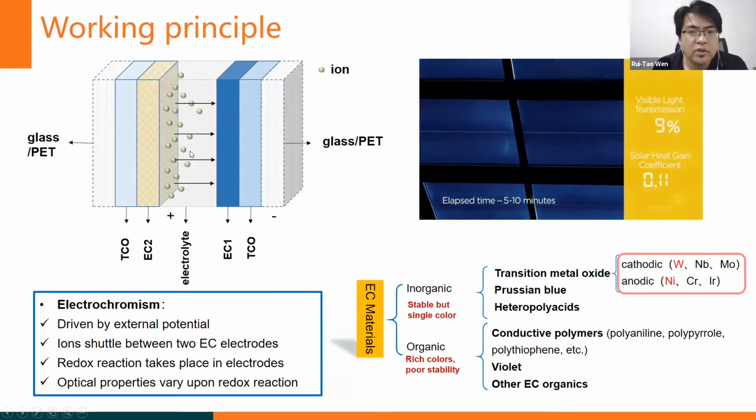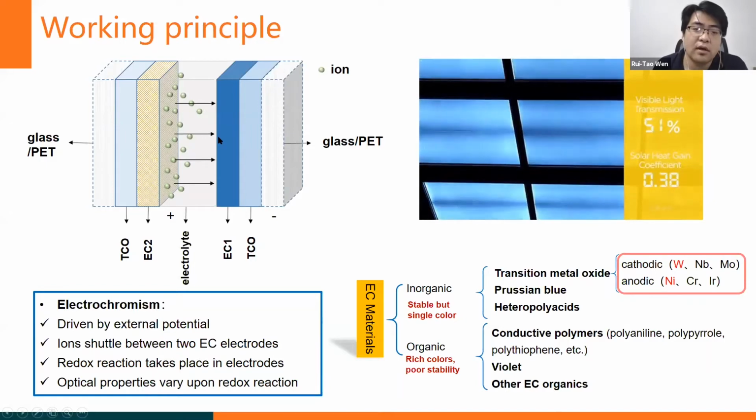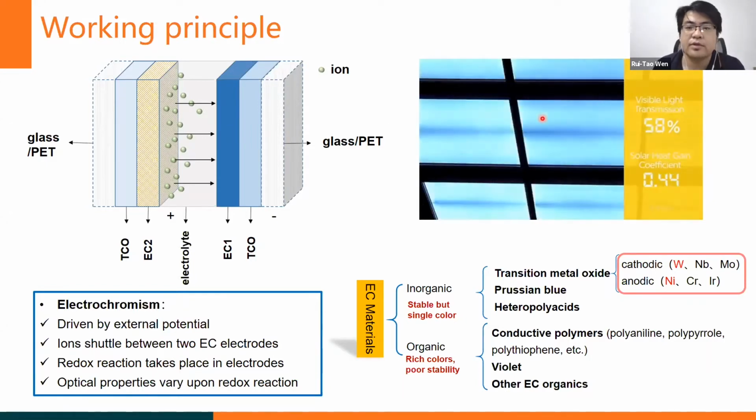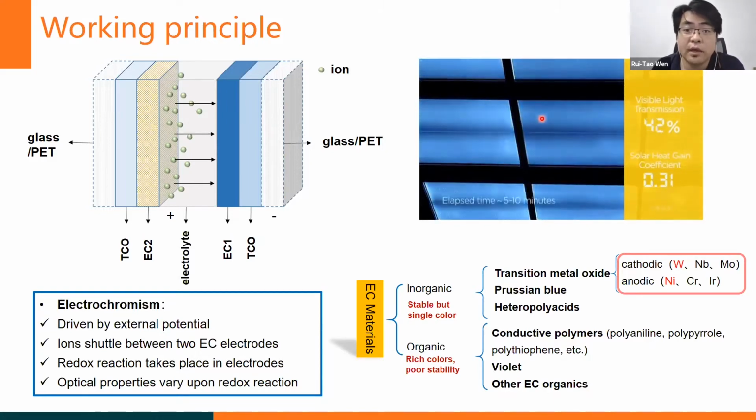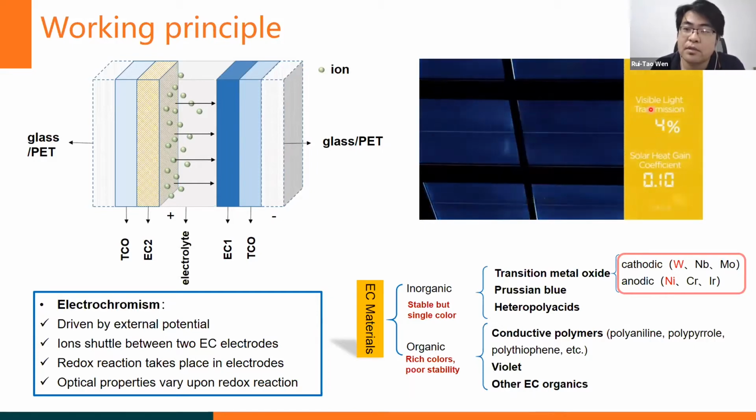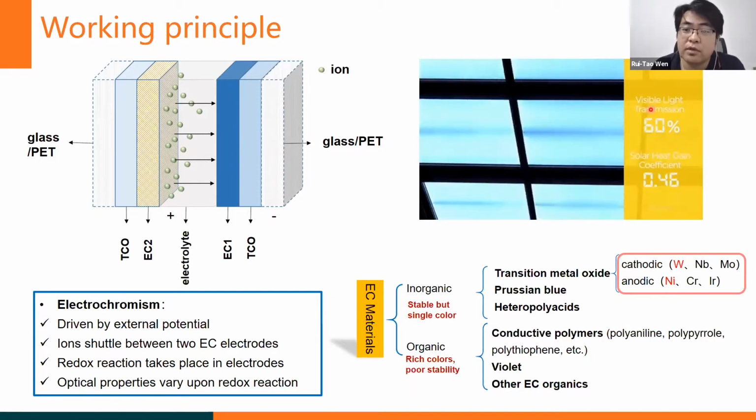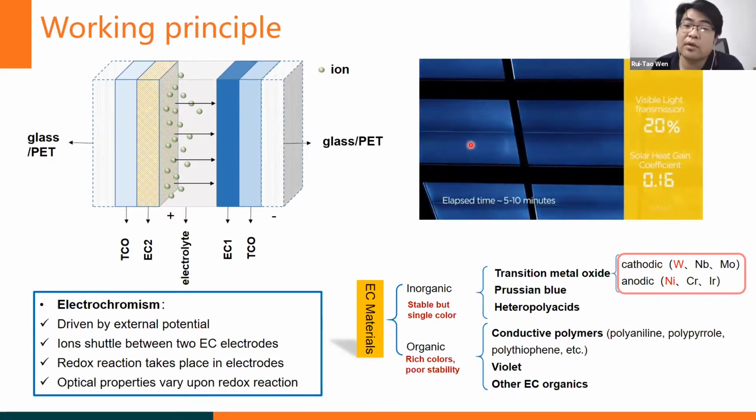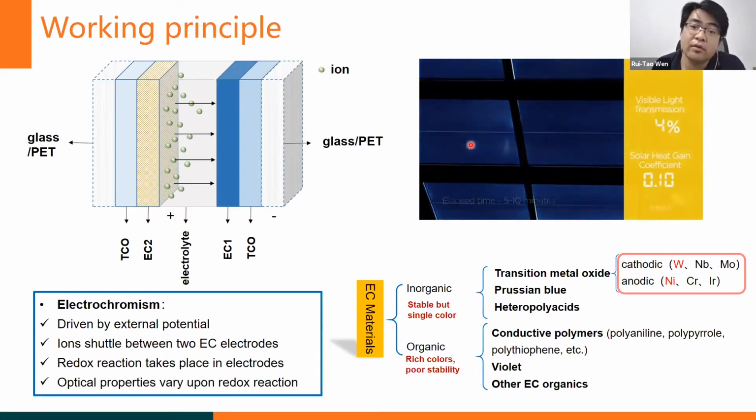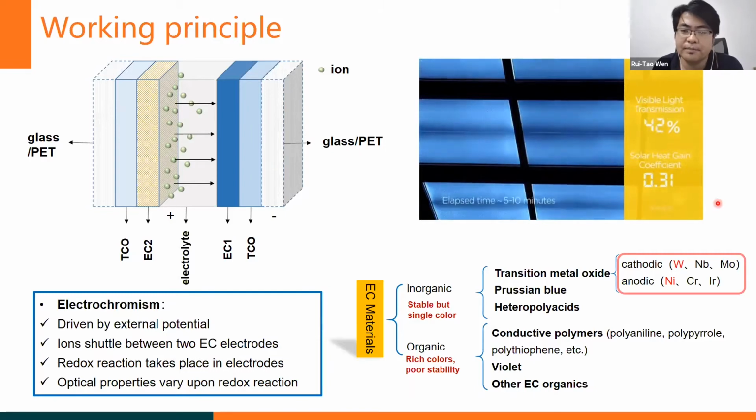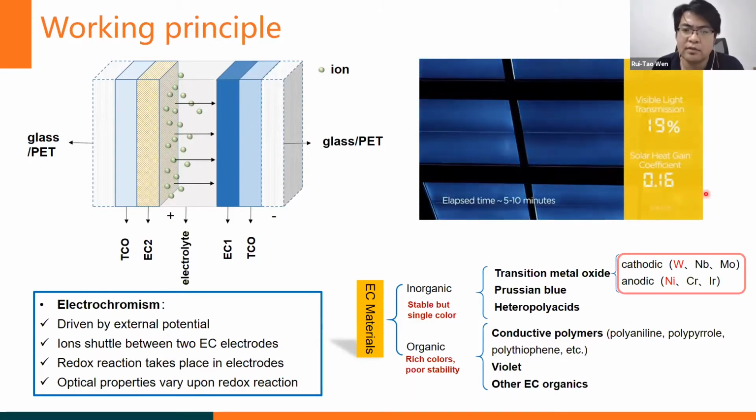When you apply the voltage, ions are shuttled between these two electrodes, and then we can change the color of the devices. As you can see from the right figure, it's a real window that uses electrochromic materials. It can change the optical transmittance not only for visible light but also for the infrared. That means we can not only control the lighting inside the windows or the buildings, but also modulate the heat gain or the temperature inside the building.